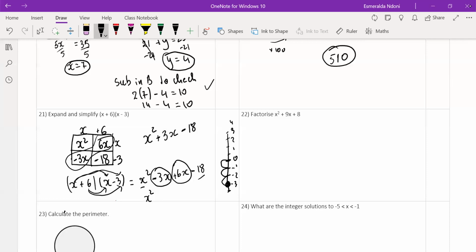1, 2, 3, 4, 5, 1, 2, 3, 4, 5, 6. There. Positive 3, negative 18. So again, it's the same answer, depending on the method that you did in school.